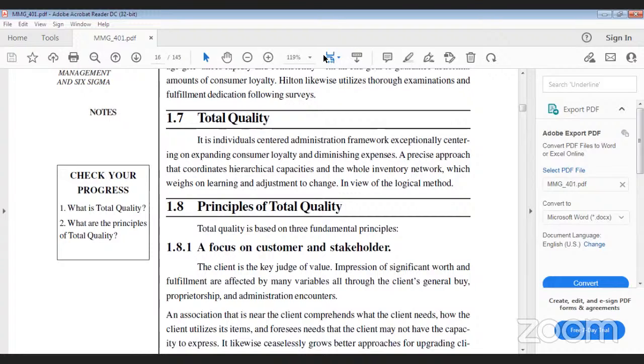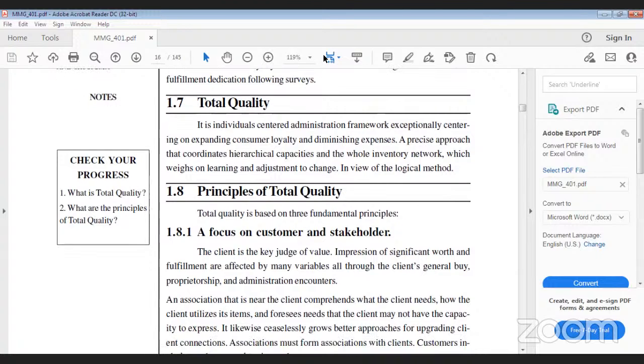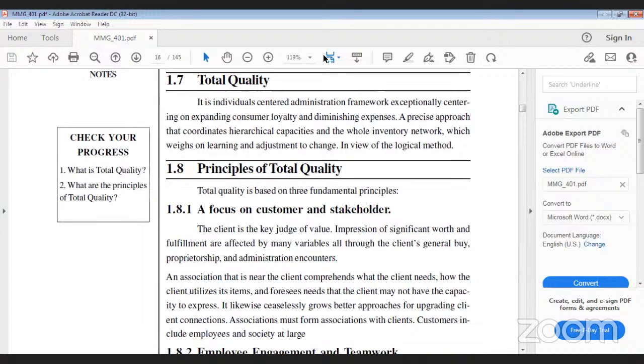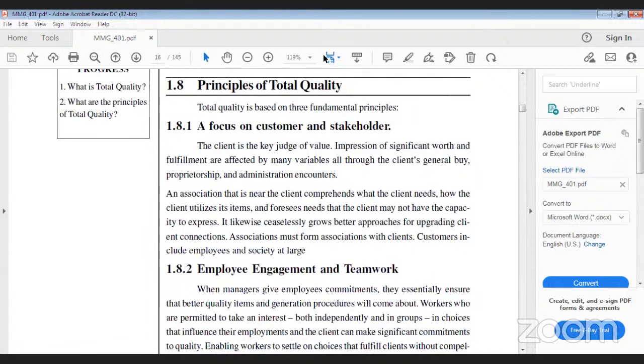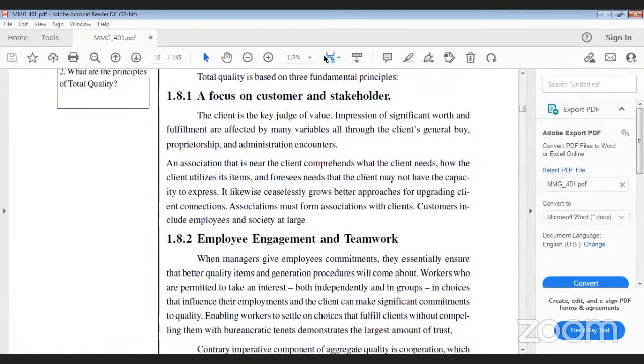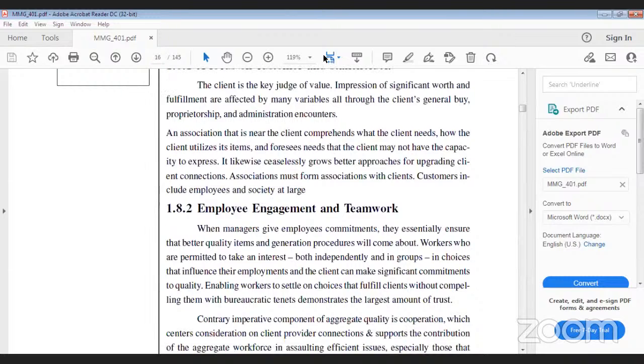The client is the key judge of the value, impression of significance of worth and fulfillment, affected by way of variables all through the clients and generated by here. In an association that is near the client, it comprehends what the client needs also there. Then the second point is employee engagement and teamwork here. When managers give employees commitment, they essentially ensure that better quality items and production procedures will come about. Then workers who are permitted to take an interest, both independently or in groups also there.